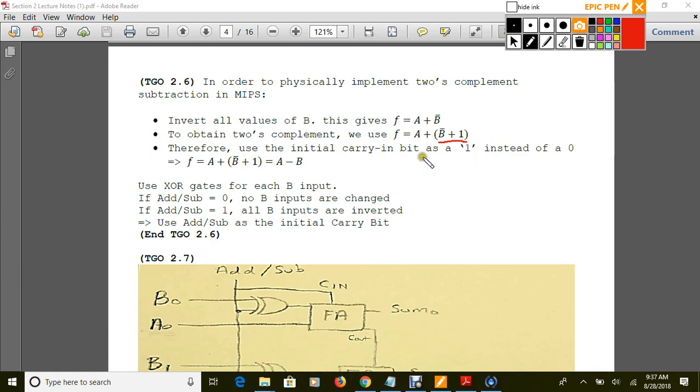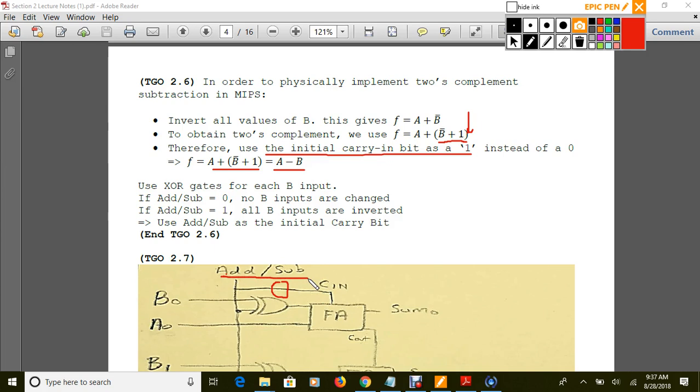So therefore, if we use the initial carry bit as a 1 instead of a 0, like you know how you have carry in and carry out for addition. If we set the value as 1, then A plus not B plus 1 is basically equal to A minus B. So if we invert the value of B and add 1, we can do that. Now, there's a simple way to do that. We say carry in is equal to add/sub, our bit.